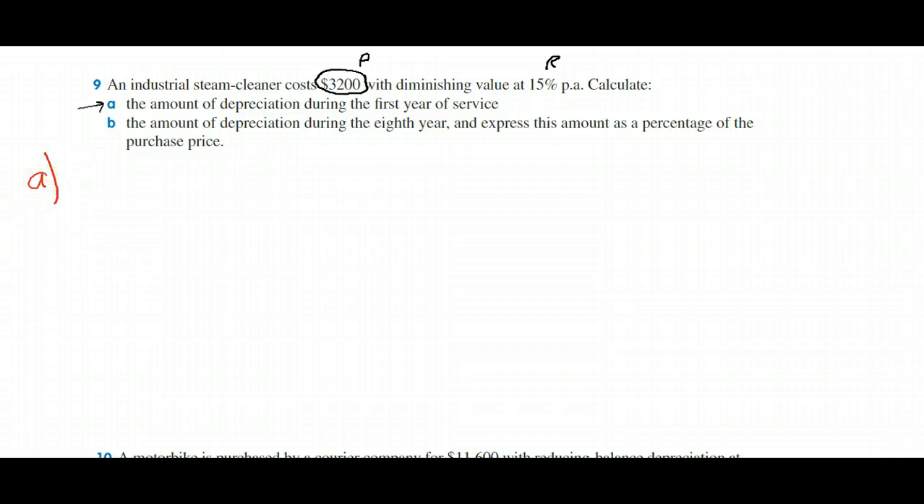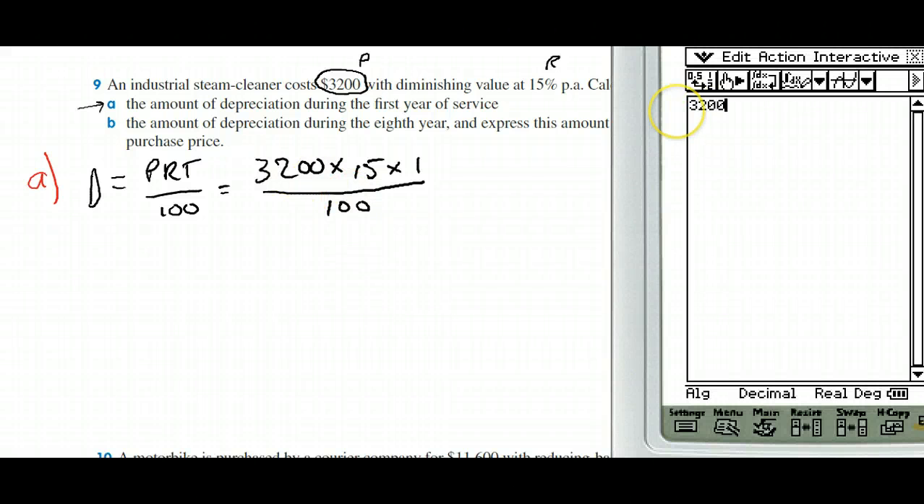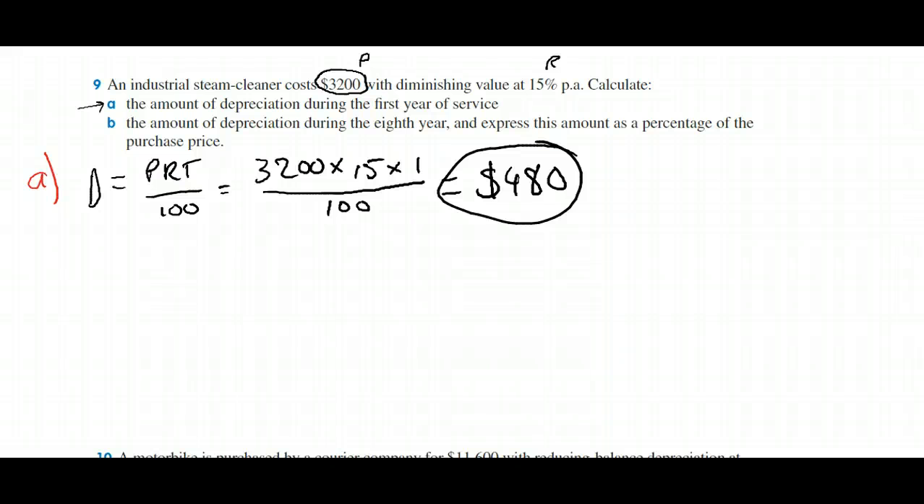So we've got depreciation equals PRT over 100. We'll use flat rate because it's easier to work with. And we've got 3,200 as the principal, we've got 15% as the rate, and in the first year the time is 1. And then divide all that by 100. Okay, when we put that into the calculator, 3,200 times 15 times 1, and then divide it by 100, we get 480. Okay, so in the first year there's $480 of depreciation.